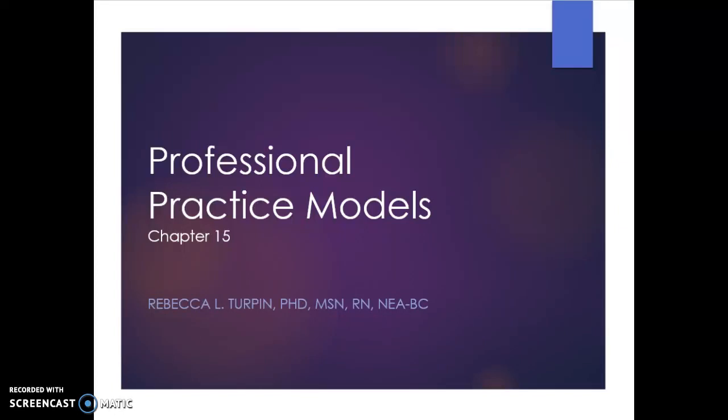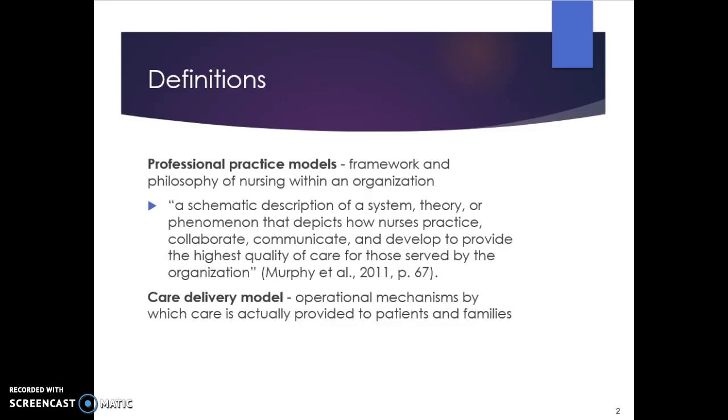Hello everyone, I just want to briefly go over professional practice models. I won't read every slide to you, but I'll try to hit some of the hot spots on some of these. First off, make sure that you understand the definition between professional practice models and a care delivery model. Later in this, you'll see some examples of care delivery models, but a professional practice model is really a setup.